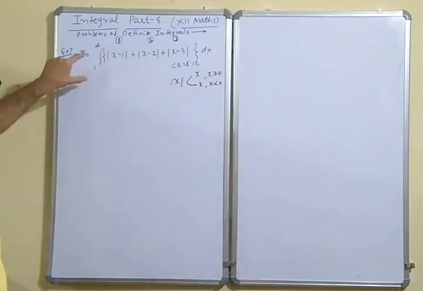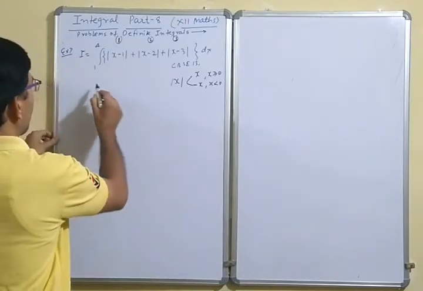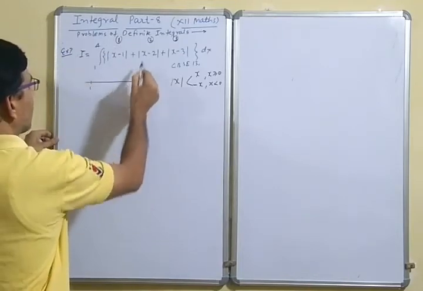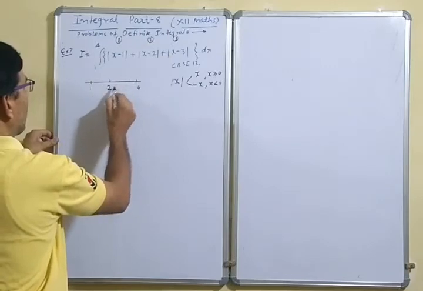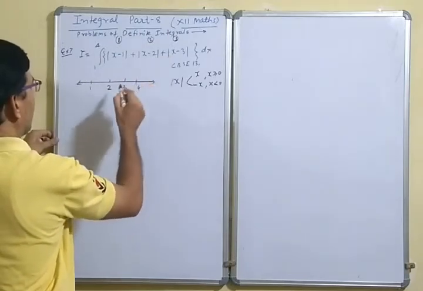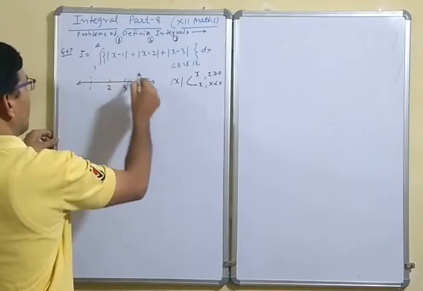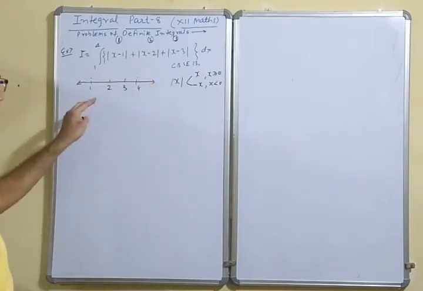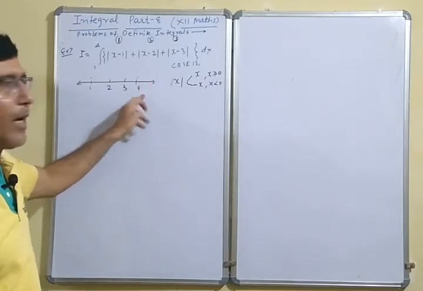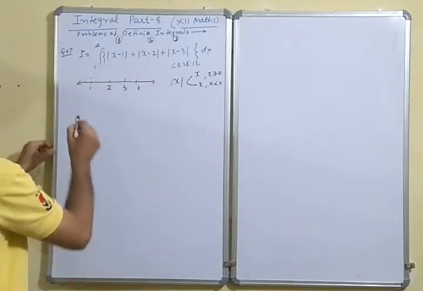So just draw a number line. If you want, you draw a number line. This is 1 and here it is 4. So now the breakings are at 2 and 3 on the number line. The limit is from 1 to 4. So first we'll take from 1 to 2, then 2 to 3, and then 3 to 4, and we'll write the value of each modulus.